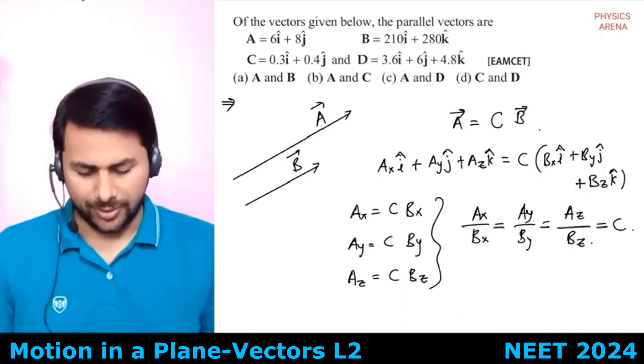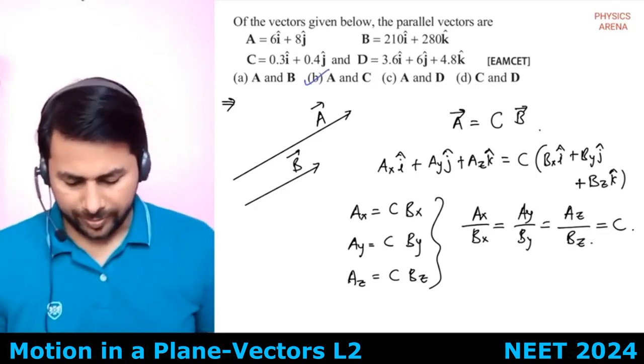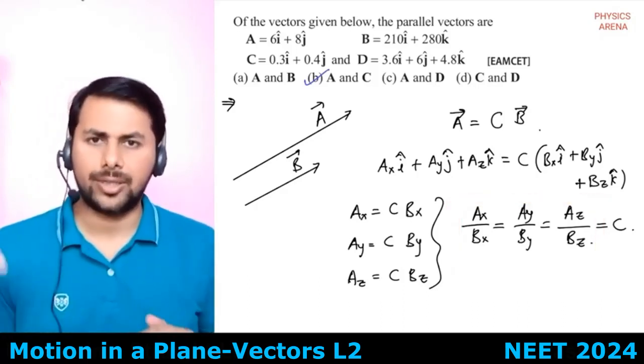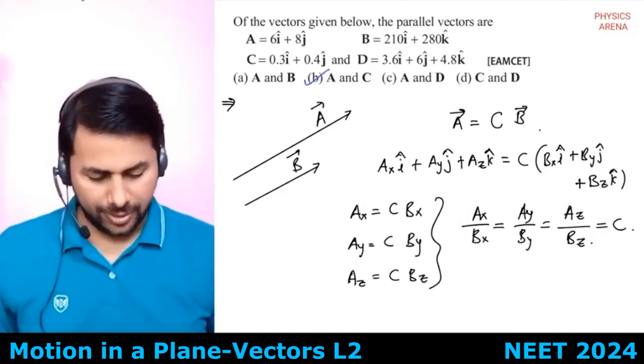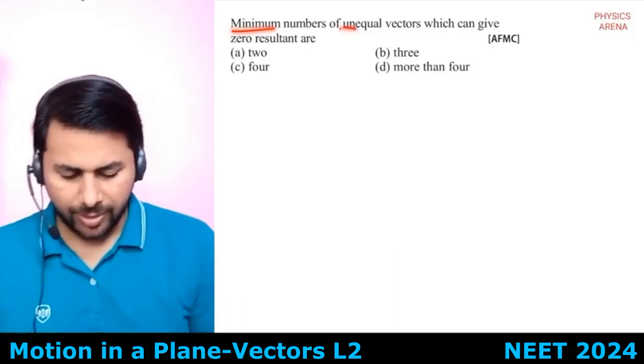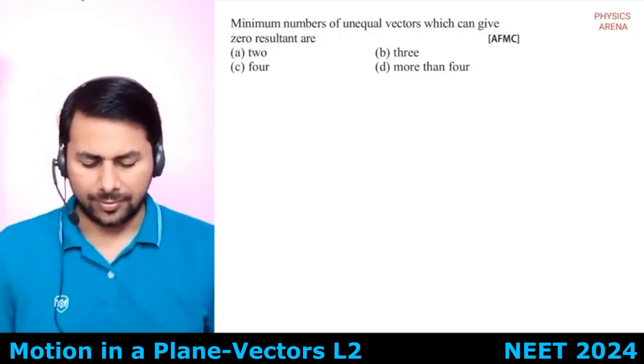Yes, sir. Okay, so the answer is A bar and C bar. If two vectors are parallel, we have to remember that the ratio of their components will be equal. Okay, let's see the next one. Minimum number of unequal vectors which can give zero resultant are.